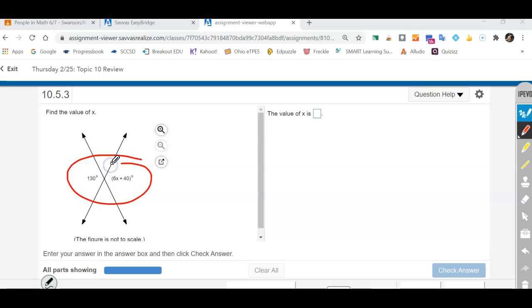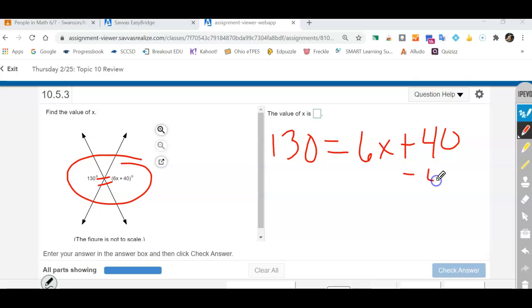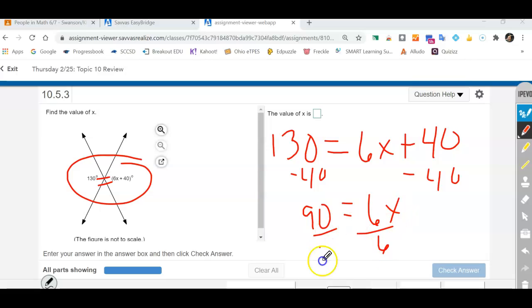So how would I set this one up? Anybody know? They're vertical angles. 130 equals 6x plus 40 because they're vertical, so we set them equal to one another. Subtract 40 from both sides. That gives me 90 equals 6x. Then divide by 6. What's 90 divided by 6? 15. Makes sense?